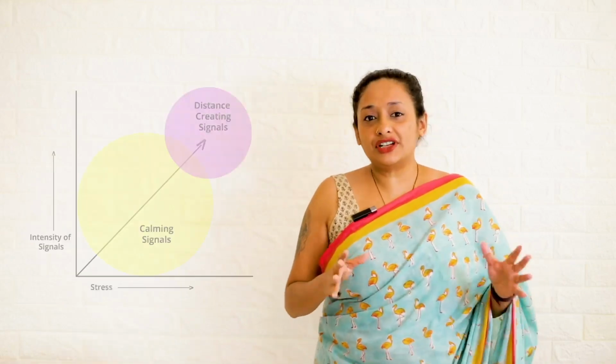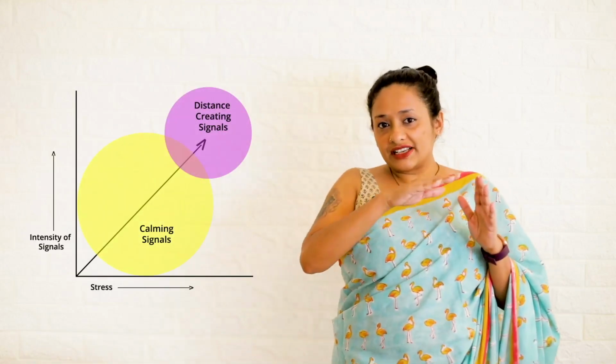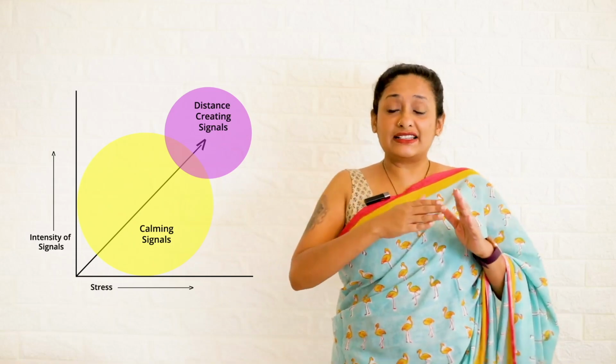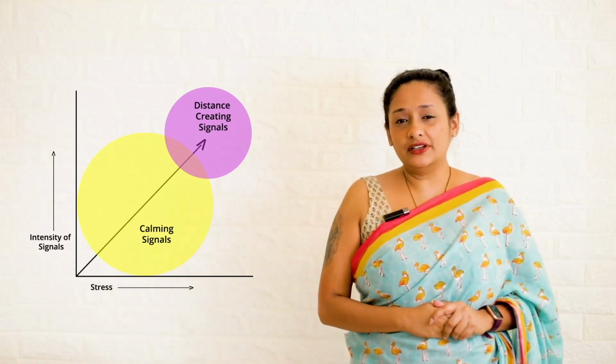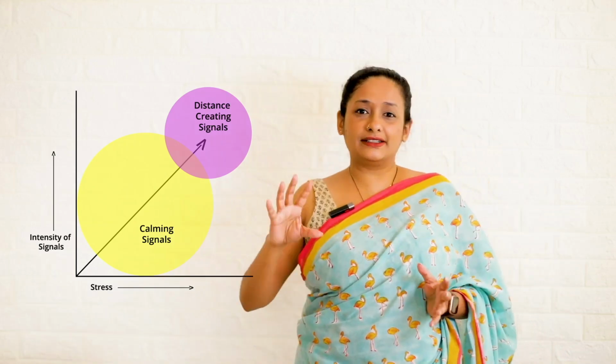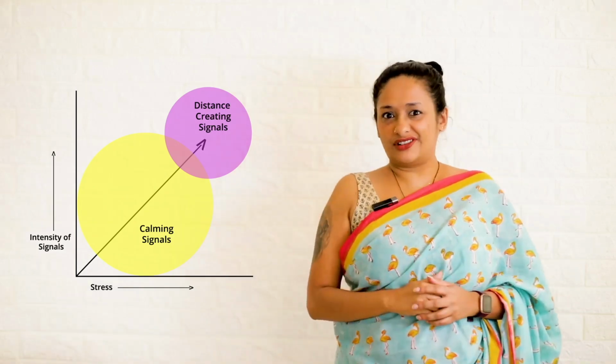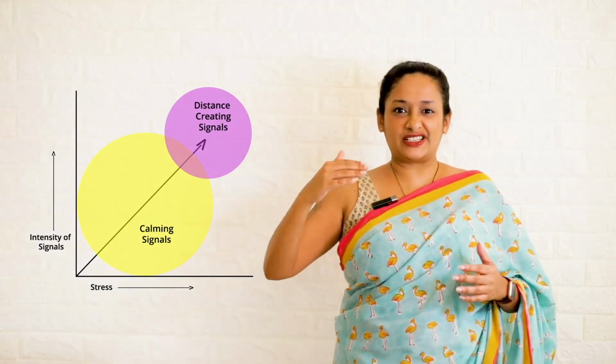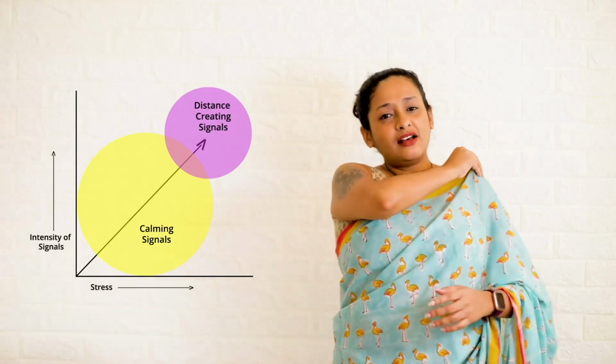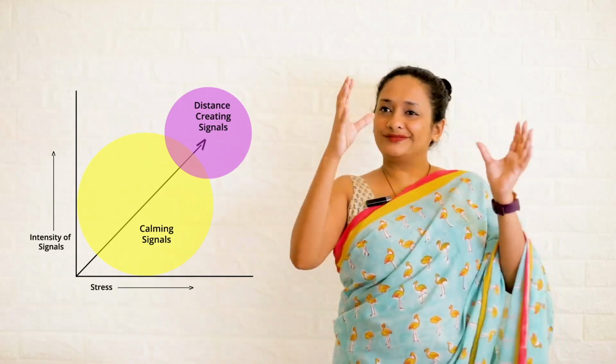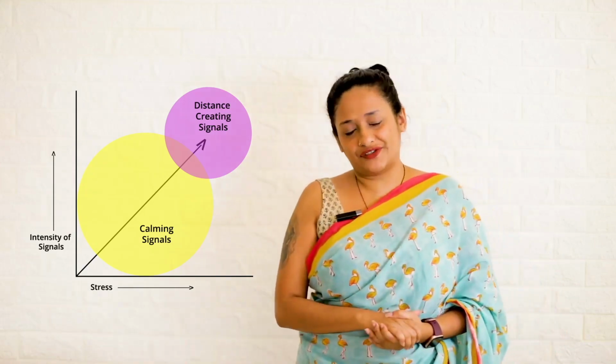In the previous section we spoke about distance creating signals and calming signals as two separate contexts. Now they're not distinctly different, they're really part of a continuum with a certain fluidity between them. So imagine a graph with stress increasing on one axis and the intensity of the signal increasing on the other. Then your distance creating signals will occupy the top right corner, high amount of stress and quite intense signals. And calming signals will occupy the rest of it, the lower left part of it.